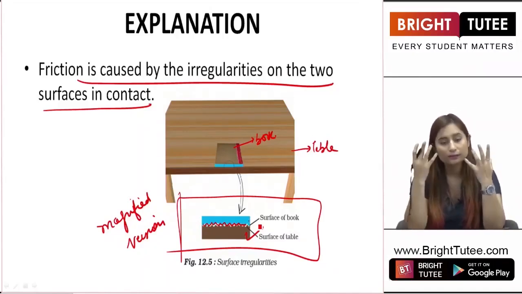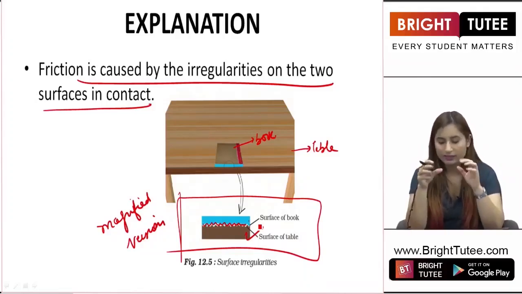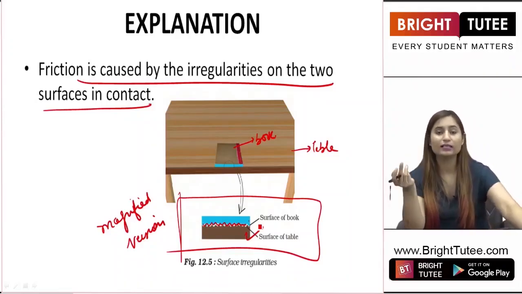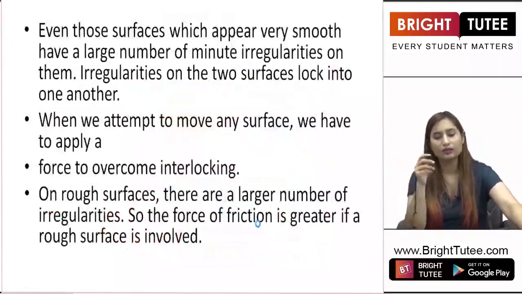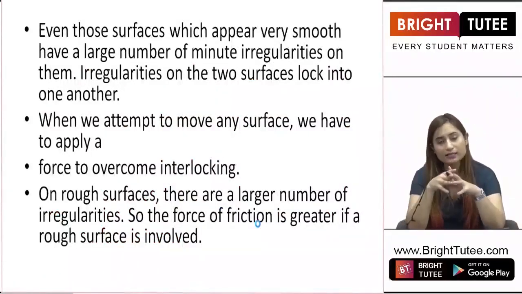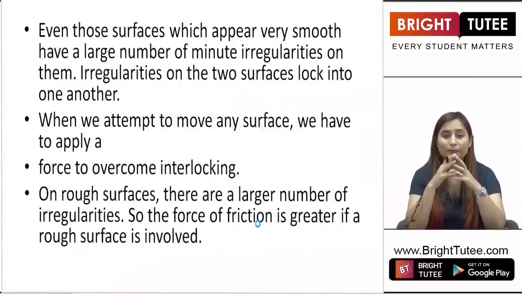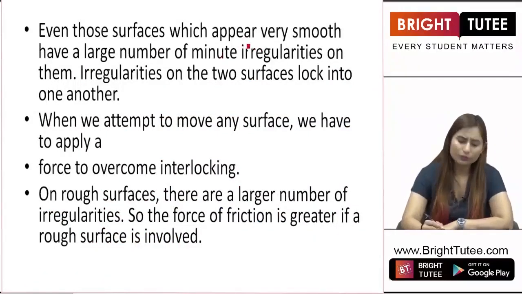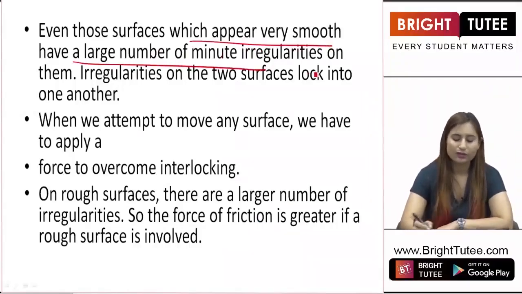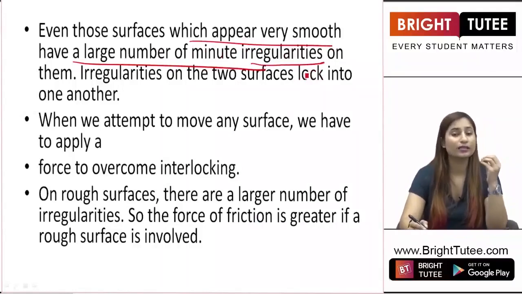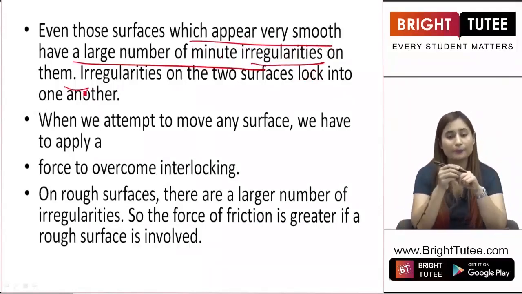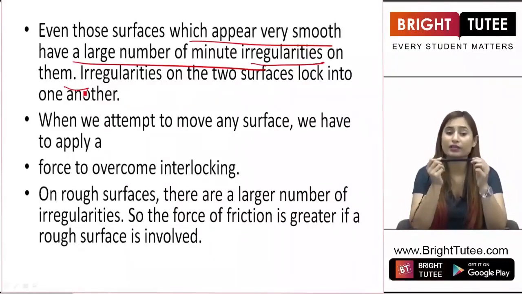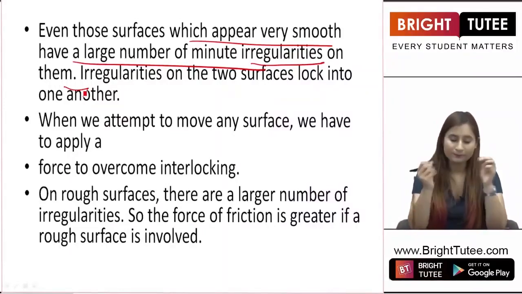No matter how smooth the surface looks, there are still irregularities on the surfaces of the substances. And the more the irregularities, the more the friction. If the surface is smoother, the friction will be less. If there are more deformities or irregularities, the friction will be more and more. Even those surfaces which appear very smooth have a large number of minute irregularities on them. As I told you about the pen as well, this pen looks very smooth, but this pen also has a number of irregularities on its surface, right?